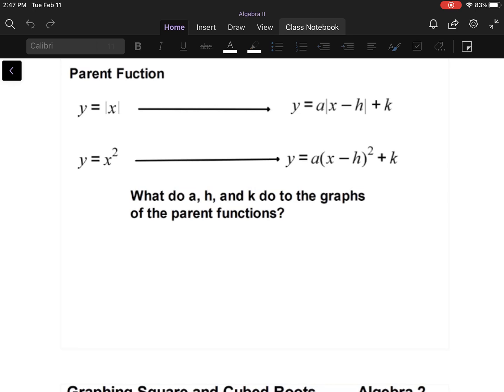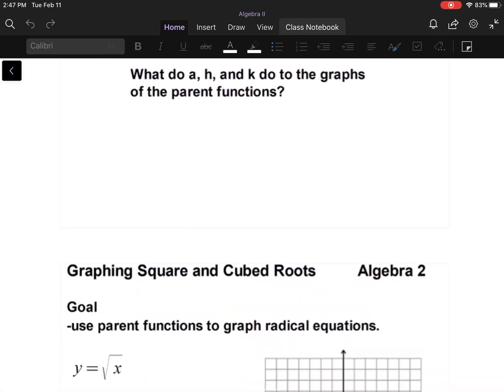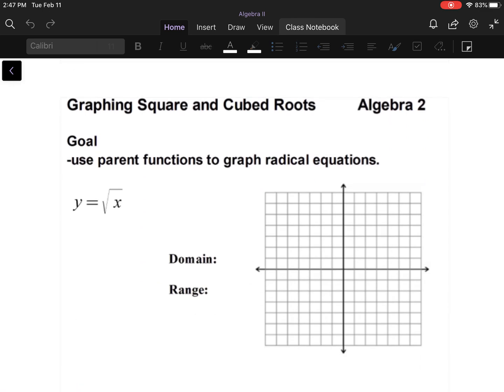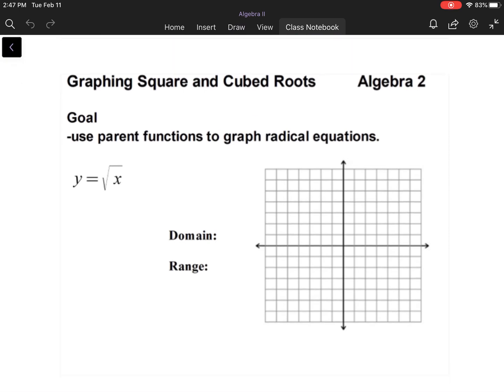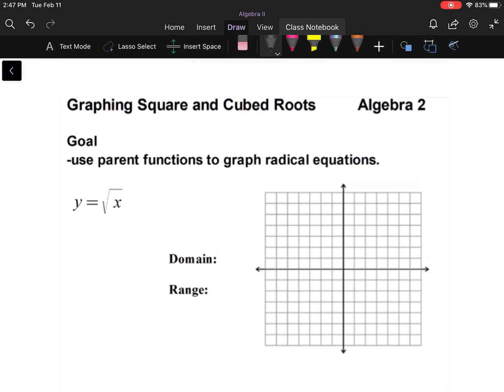Okay, well, we're going to apply the same thing to a couple different graphs. We're just going to make them apply to what would be the square root graph and the cube graph. So let's talk about a parent function here. So the square root, now the square root does have some restrictions.